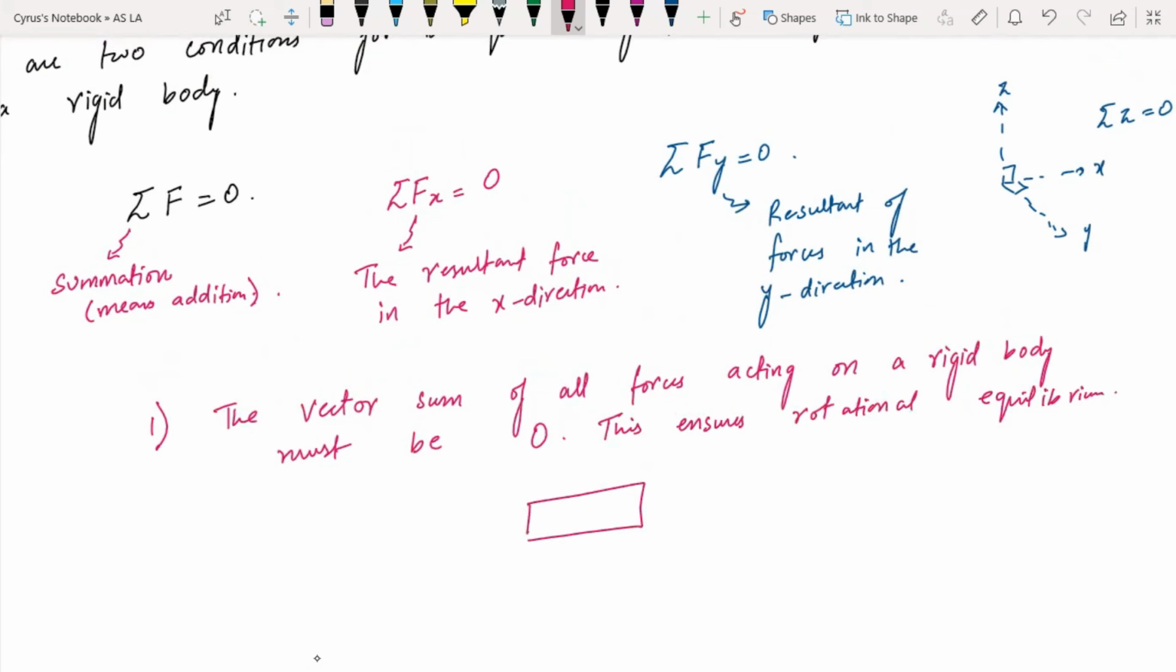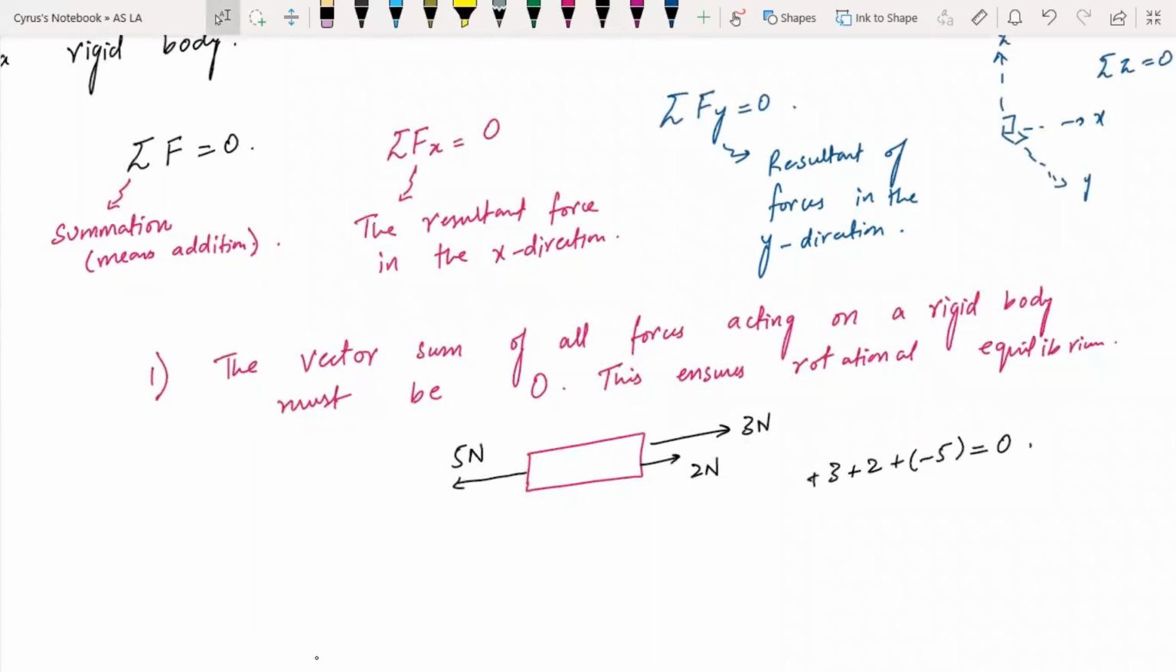For example, you have an object here and you have a force which is acting here. This is 3 Newton. This is 2 Newton. And this is 5 Newton. So what is it? Is an equilibrium because ये right पे positive है और left पे आपके पास ये negative है. Answer क्या आ रहा है? 0. Resultant is 0. Okay, this is according to summation fx, right? Forces in the x direction is equal to 0. Is that clear?